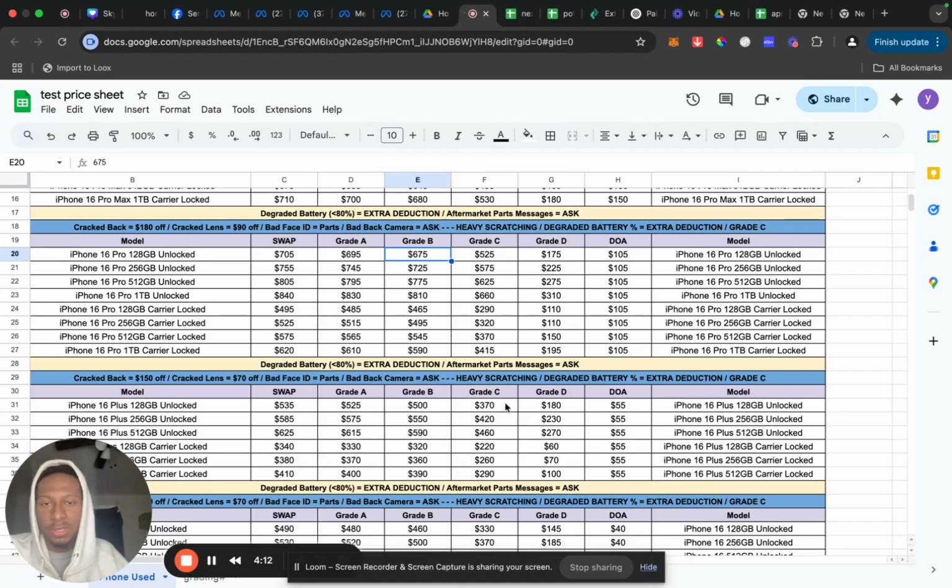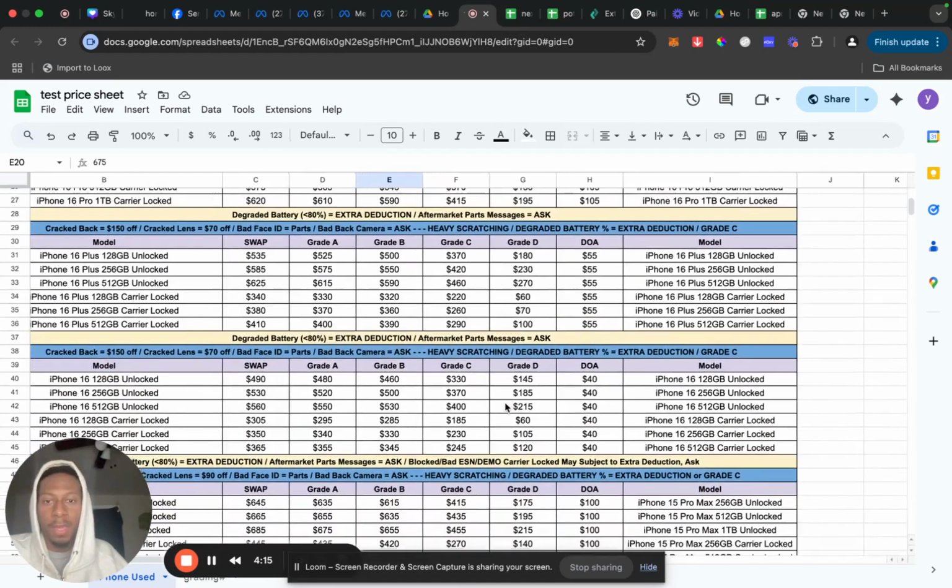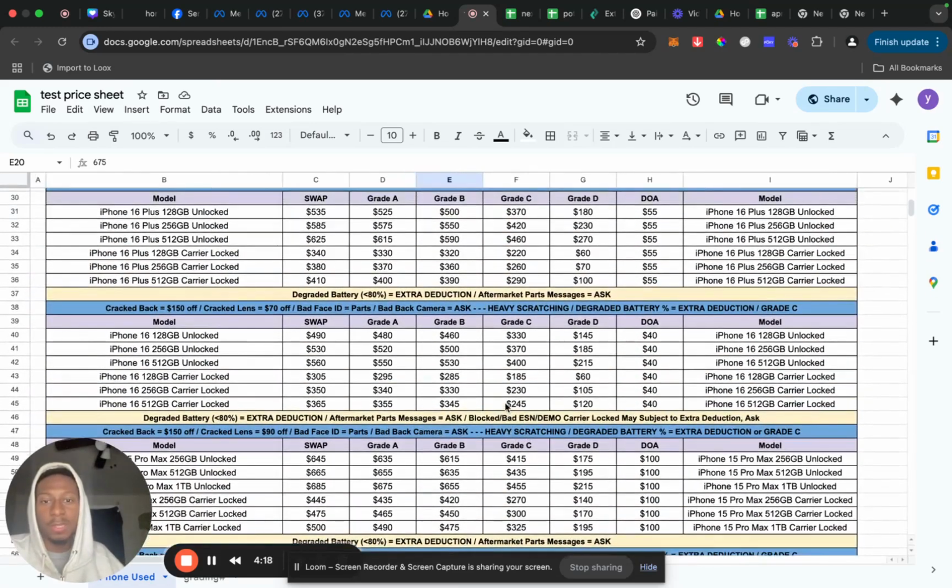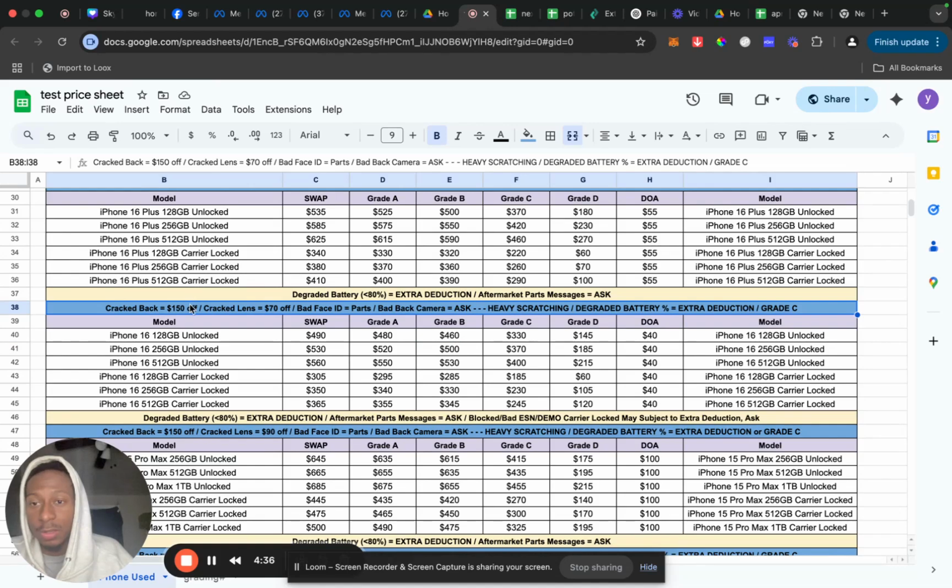So you have to pay attention to the specific buyer sheet, and you also have to pay attention to if the phone has a cracked back. A lot of buyers have deductions if there's a cracked back. So let's say I have an iPhone 16 unlocked, right? And it's a grade B, but the back is cracked. I know my direct buyer is basically paying $460 minus $150 for the cracked back. So essentially my direct buyer is paying, what's that, 290? My direct buyer is paying 290 for a 16 unlocked cracked back. That math has to be wrong. But anyways, yeah.